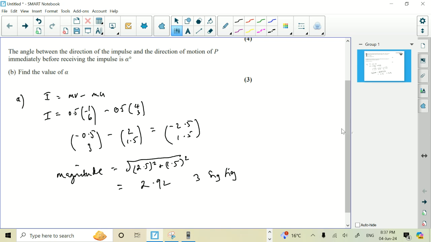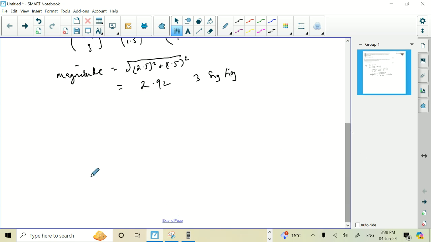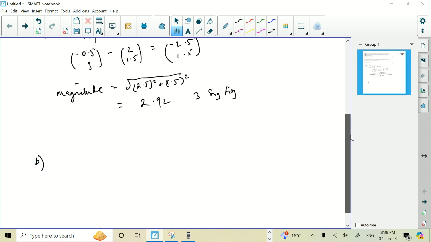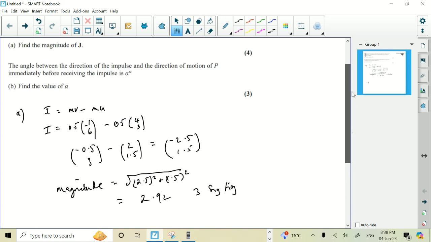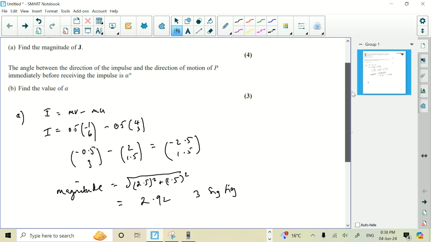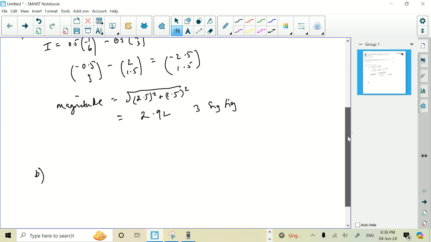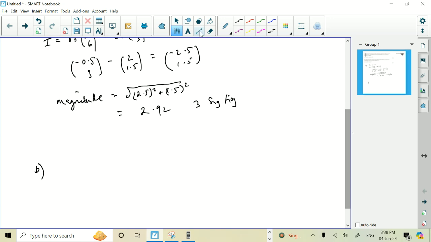Part B. If I extend the page here now, let's just recall what it says: the angle between the direction of the impulse and the direction of motion of P immediately before receiving the impulse is alpha. Find the value of alpha. Well, in order to do that, we need to construct a diagram here.